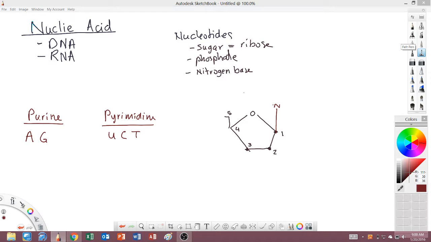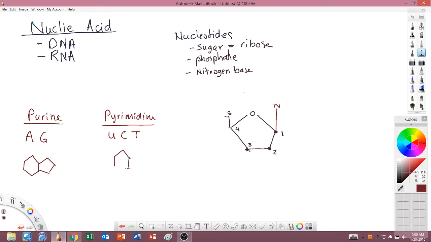Okay. If you modify U, you add NH to it, it becomes C. If you add to that a methyl group, it becomes T. Okay. But anyhow, so this is the shape of purine. Let's compare this to pyrimidine. Now you will have them in your book. How many rings does purine have? 2. Pyrimidines, single ring. So immediately you know the difference.